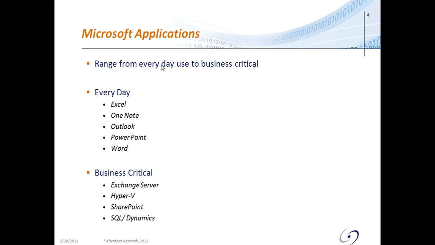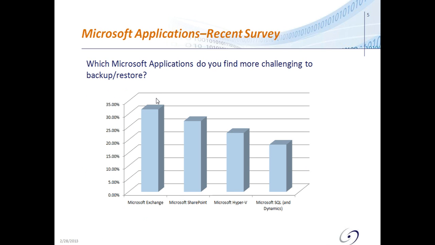So it looks like 47% find that Exchange is the hardest to back up and restore, 21% find SharePoint the hardest, 5% for Hyper-V, and 26% for SQL.